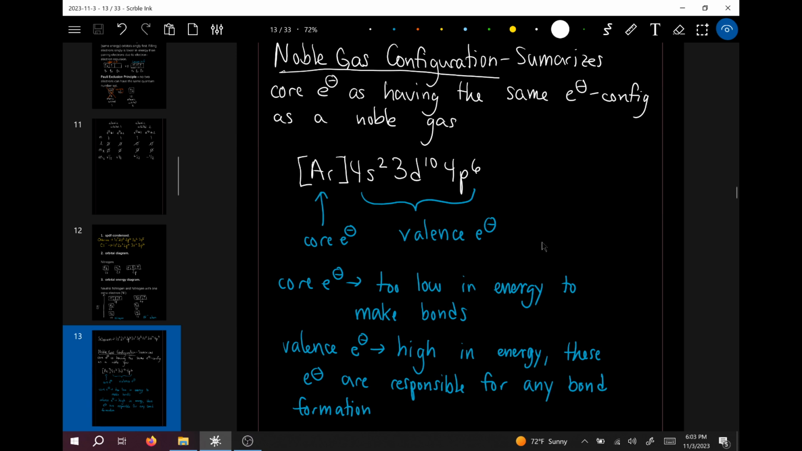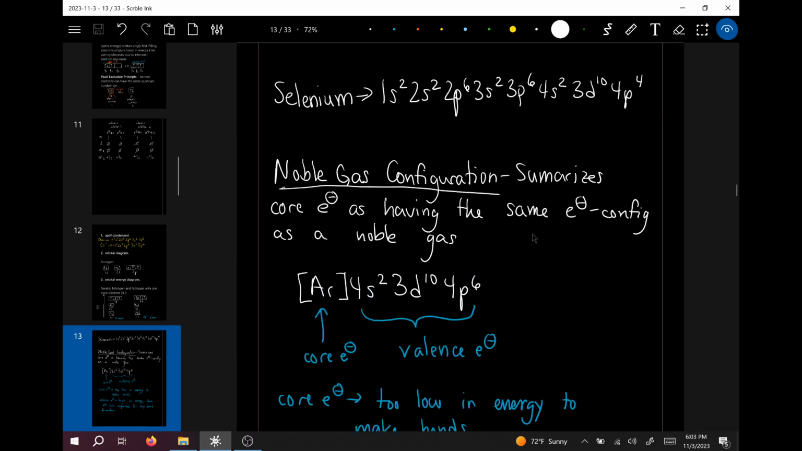And a question I usually get at this point is, on a test, if you ask me a question, Dr. Ochoa, Dr. O, would you want me to write down the electron configuration all the way, or would you like the noble gas configuration?